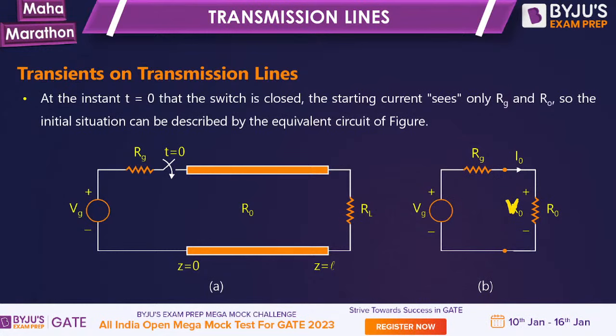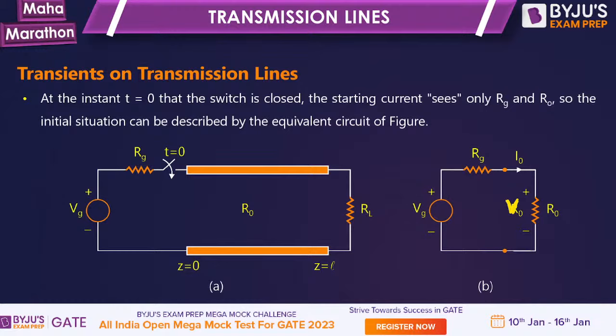Okay, so here you can see that at time t equal to 0, when the switch is closed, the equivalent diagram will be VG and RG, and then the input impedance at t equal to 0 will be the characteristic impedance of the line at the input side, because it is just the time when the switch is closed. So we get the V0.